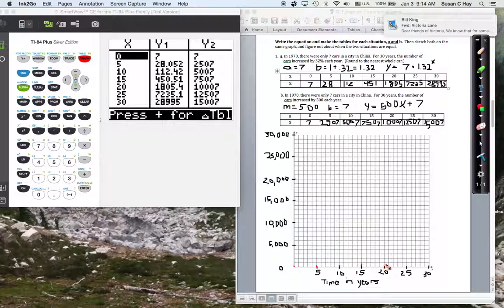Okay, so at 20, we're going to be at 1,805. So this is 1,000, this is 2, and then 1,805, so that's about there. And then at 25, 7,235. So now it's 5, 6, 7. It's at 7,000, so it's about a quarter of the way up.